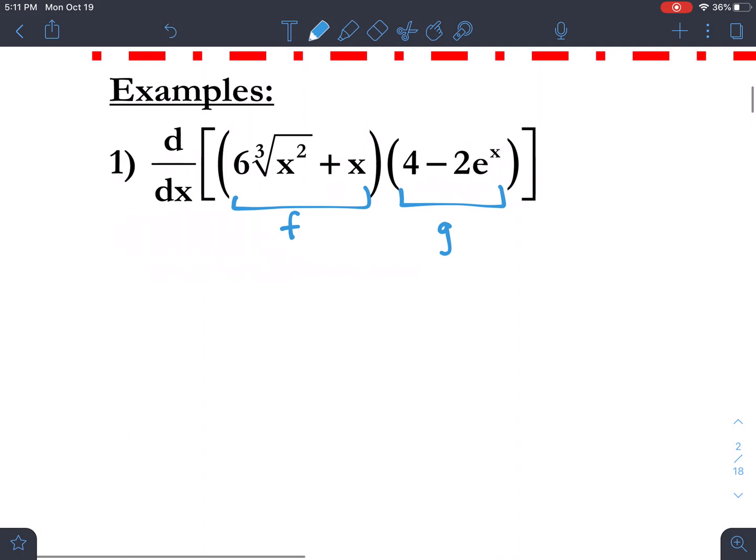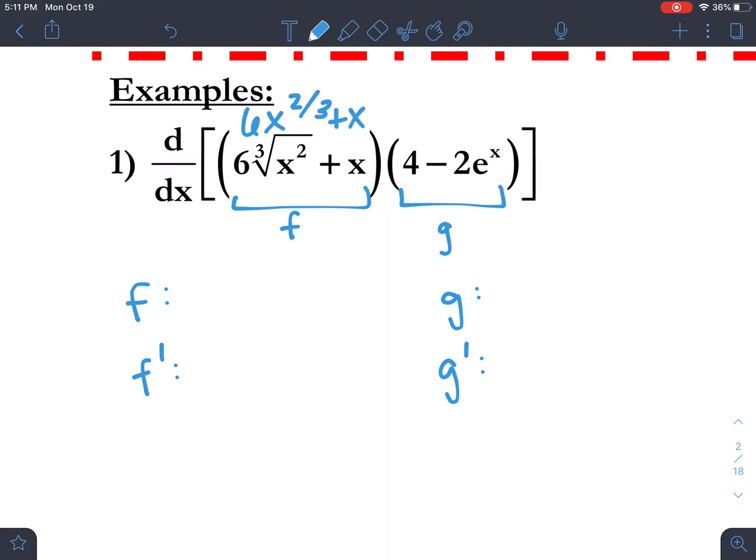You can either jump right into this, or if you want, I'll have students or myself write down the 4 pieces I need, which is f, f prime, g, and g prime. You don't have to show this work. This is just if you want to organize yourself here. I would write this as 6x to the 2/3 plus x. So make it into that power form, exponential form. And g is 4 minus 2e to the x.